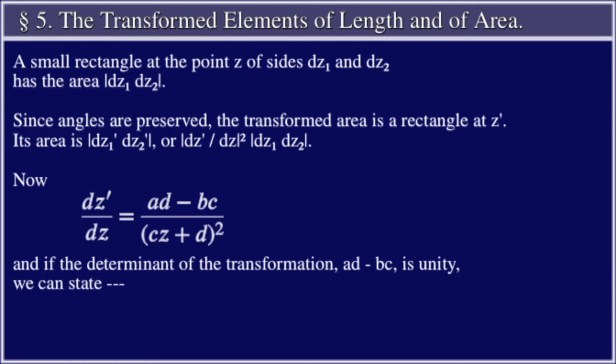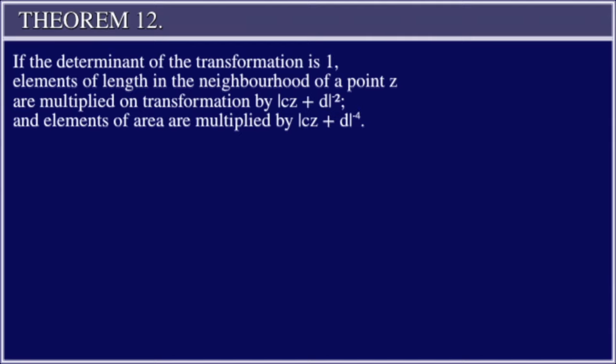Now, dz prime divided by dz is equal to the quantity ad minus bc divided by the quantity cz plus d squared. And if the determinant of the transformation, ad minus bc, is unity, we can state Theorem 12. If the determinant of the transformation is 1, the elements of length in the neighborhood of a point z are multiplied on transformation by the absolute value of cz plus d to the negative 2 power, and the elements of area are multiplied by the absolute value of cz plus d to the negative 4 power.